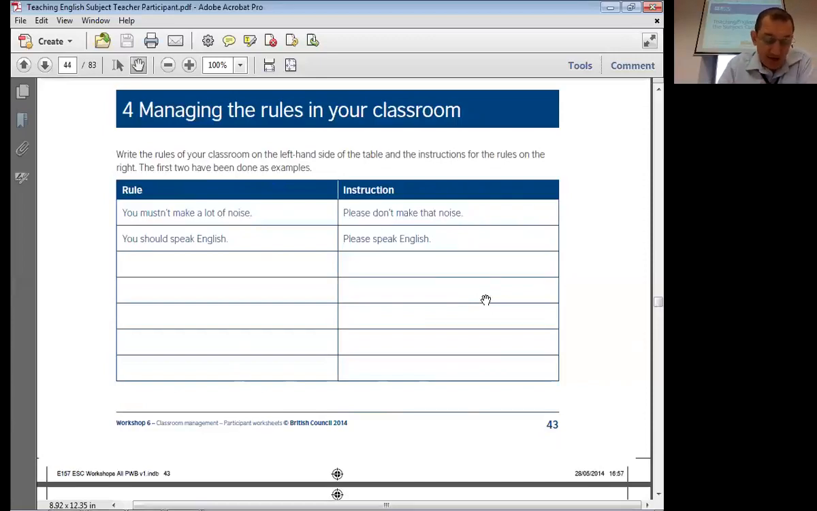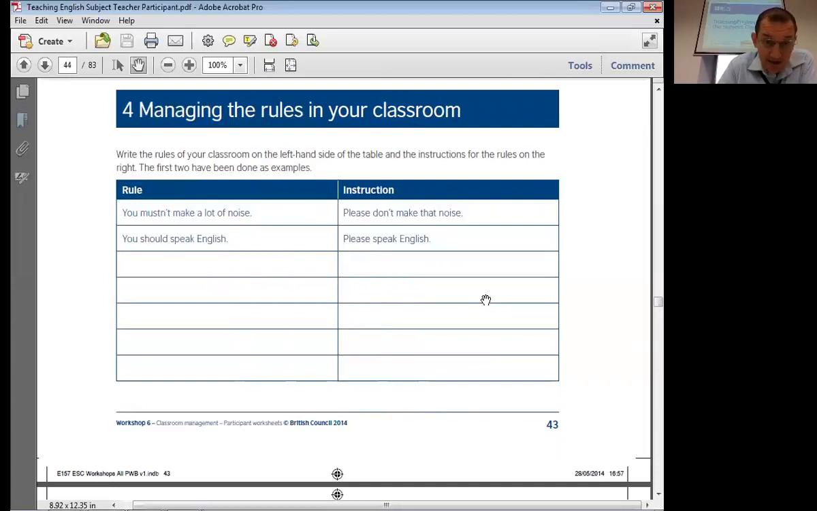Stage 4, managing the rules in your classroom. There is a table. On the left, you have space to write rules. On the right-hand side, you have space to write the actual phrases that the teacher would say. So you mustn't make a lot of noise is the rule. The teacher would say, please don't make that noise. The rule is you should speak English. The instruction, please speak English.